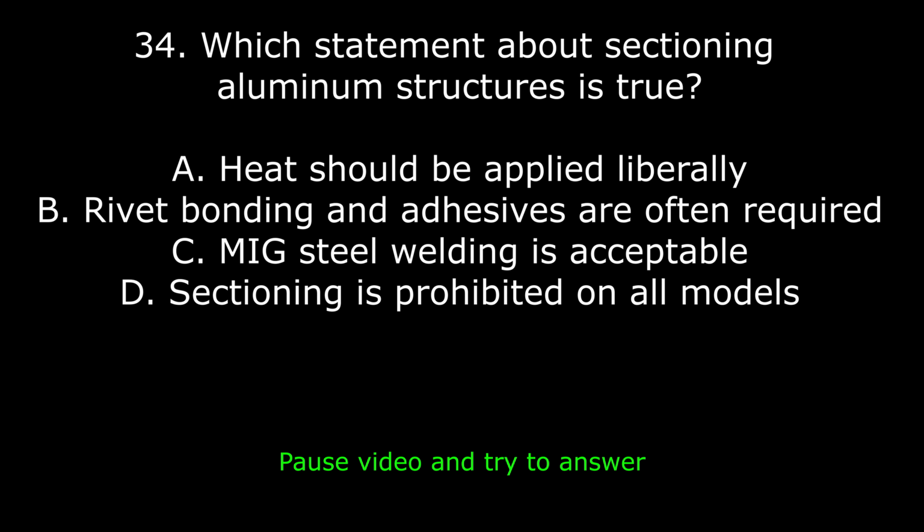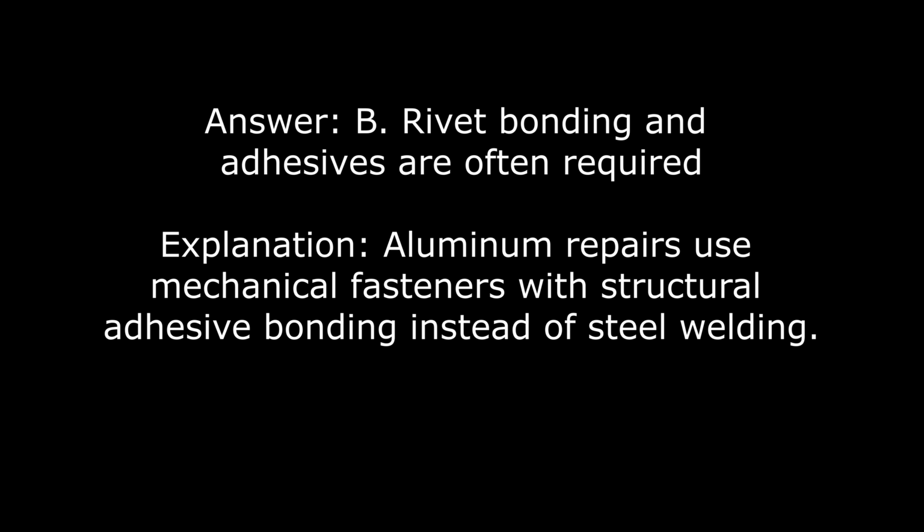34. Which statement about sectioning aluminum structures is true? A. Heat should be applied liberally. B. Rivet bonding and adhesives are often required. C. MIG steel welding is acceptable. Or D. Sectioning is prohibited on all models. The answer is B. Rivet bonding and adhesives are often required. Explanation. Aluminum repairs use mechanical fasteners with structural adhesive bonding instead of steel welding.